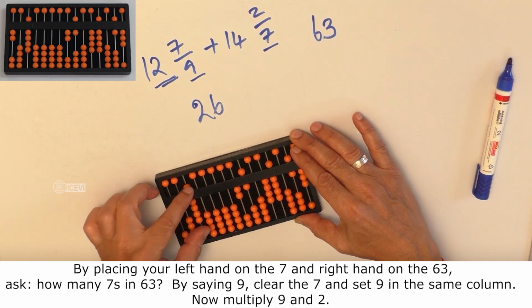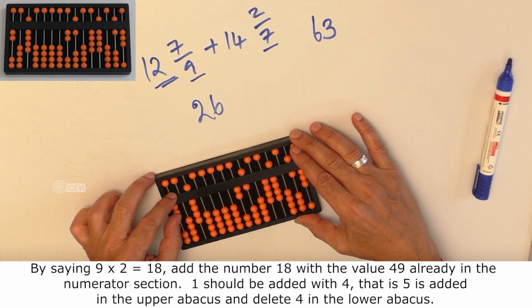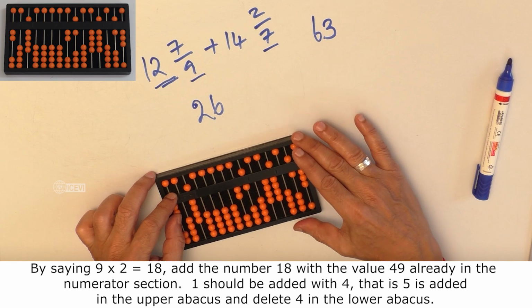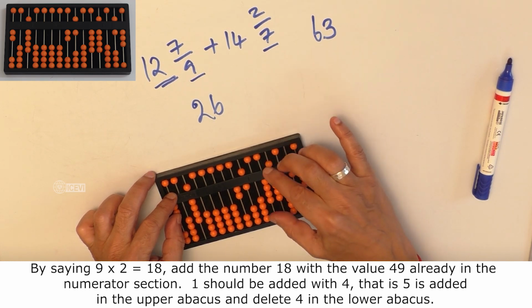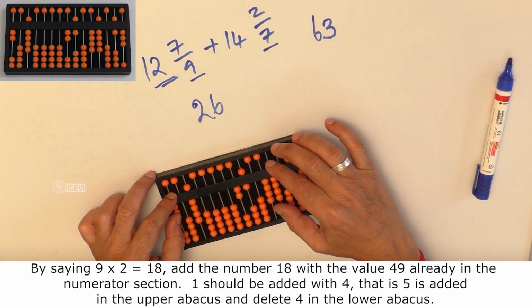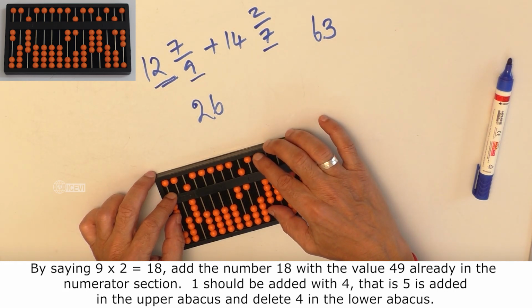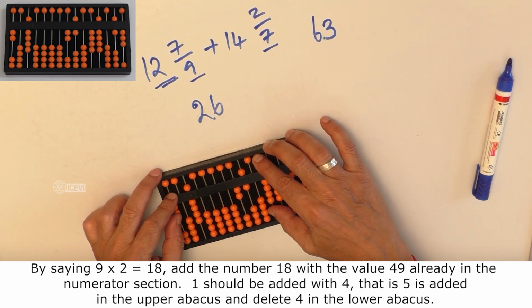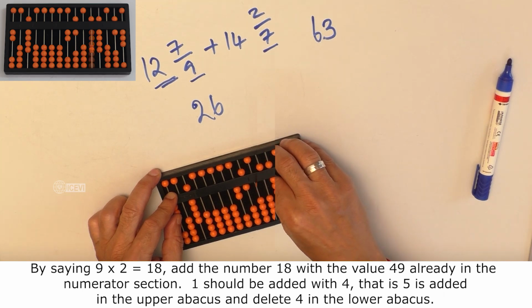Now multiply 9 with 2 by saying 9 multiplied by 2 equals 18, and add the number 18 with the value 49 already in the numerator section. 1 should be added with 4, that is 5 is added in the upper abacus and delete 4 in the lower abacus.